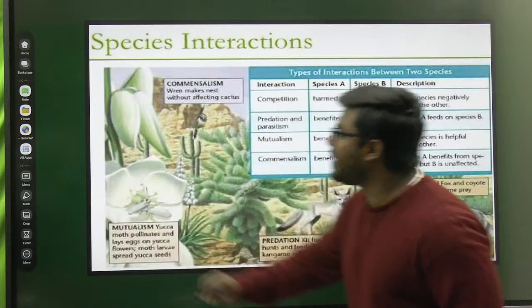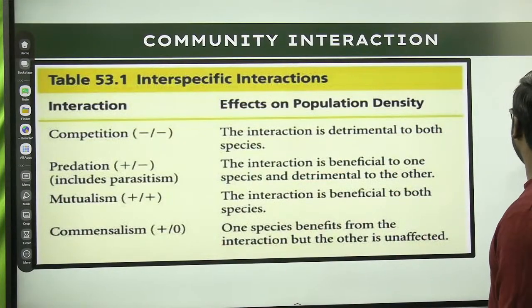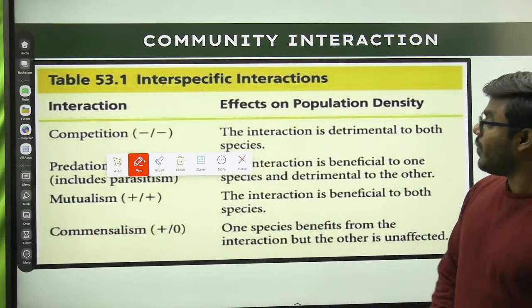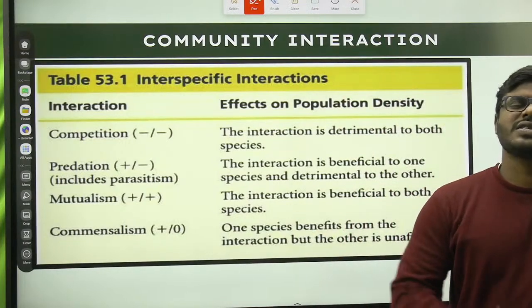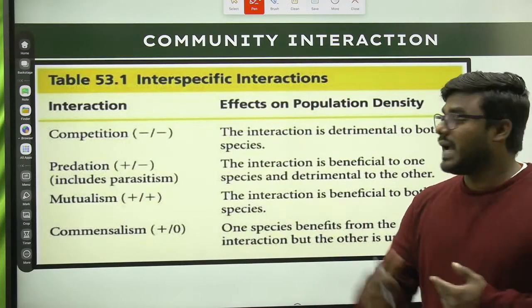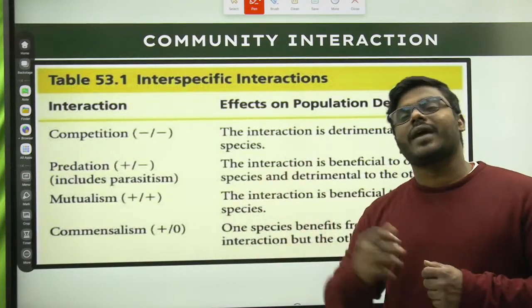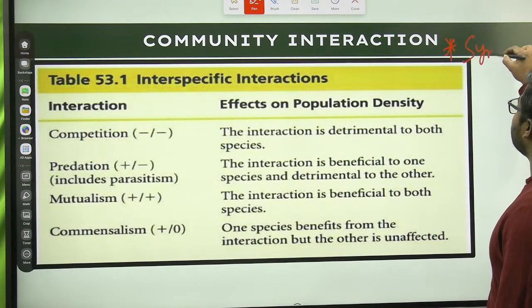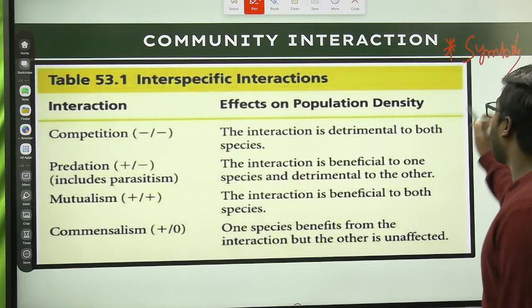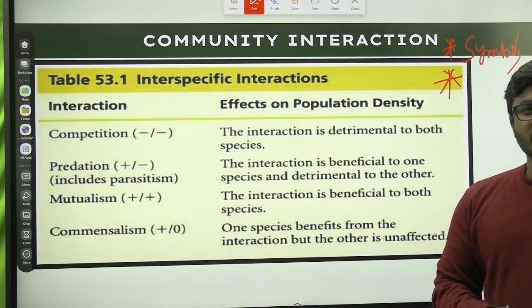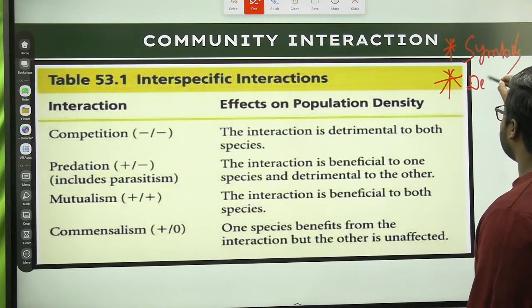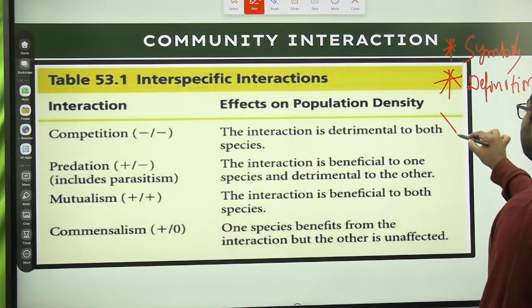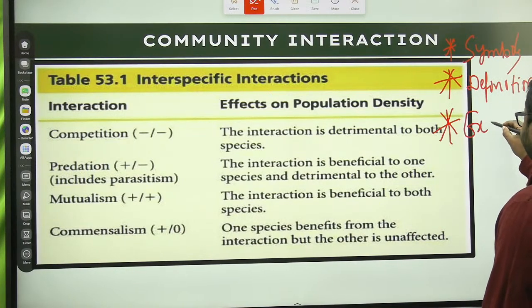There are many types of interactions. I'm going to give the most important ones, the symbols and what exactly each interaction is, because we can get questions directly from the symbols also. Even in one column they may give the interaction and ask for the definition. Then they can also ask in another way, examples.